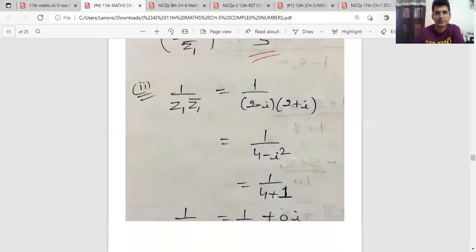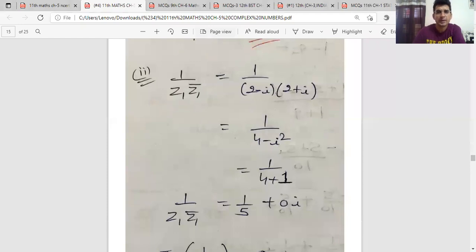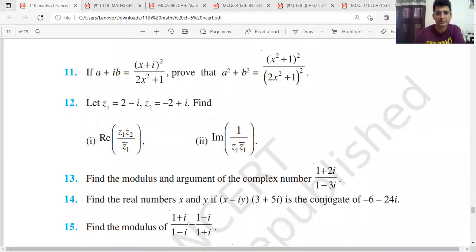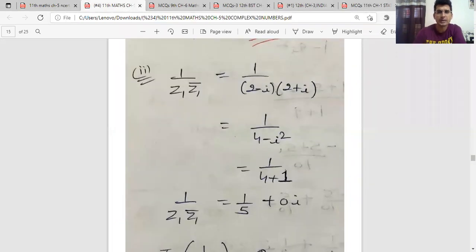Now in the second part, we have to find the value of the imaginary part of 1 by Z1, Z1 conjugate. The value of Z1 is 2 minus iota and the value of Z1 conjugate, its conjugate, will be equal to what? The sign of the imaginary part will be changed. That is 2 plus iota. A minus b, a plus b, that is a square minus b square. 2 square 4, iota square minus 1.